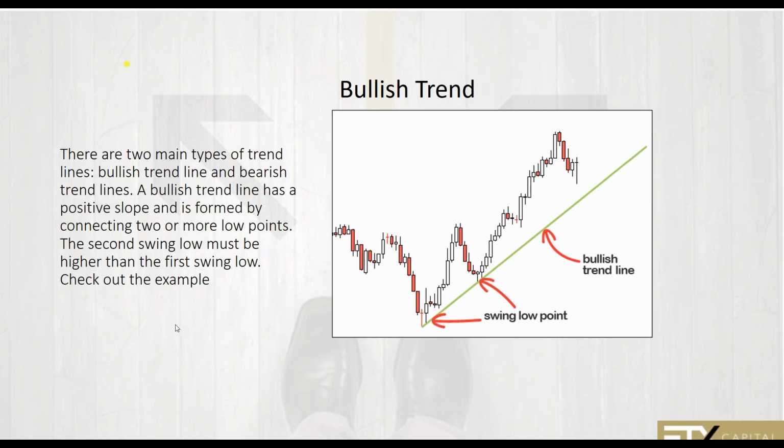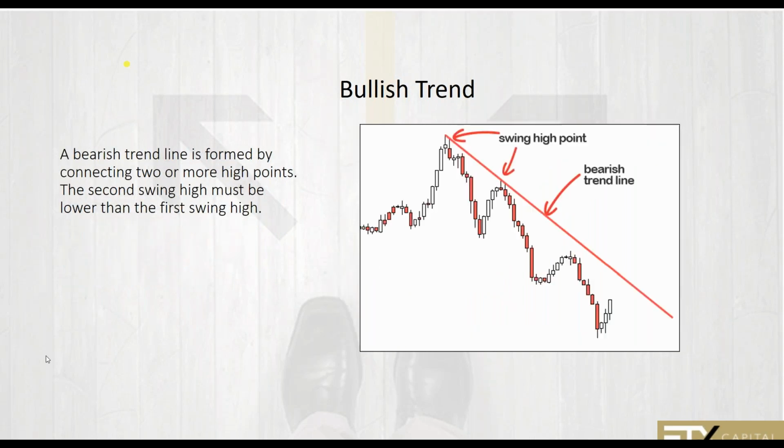There are two main types of trend lines: bullish trend lines and bearish trend lines. They're exactly the same, except they're the reverse. A bullish trend line has a positive slope and is formed by connecting 2 or more low points. The second swing low must be higher than the first swing low and must be drawn under price. In a bearish or downtrend, we would be drawing the trend line over top of the price. So a bearish trend line is formed by connecting 2 or more highs, and the second swing high must be lower than the first swing high. Exactly the reverse.